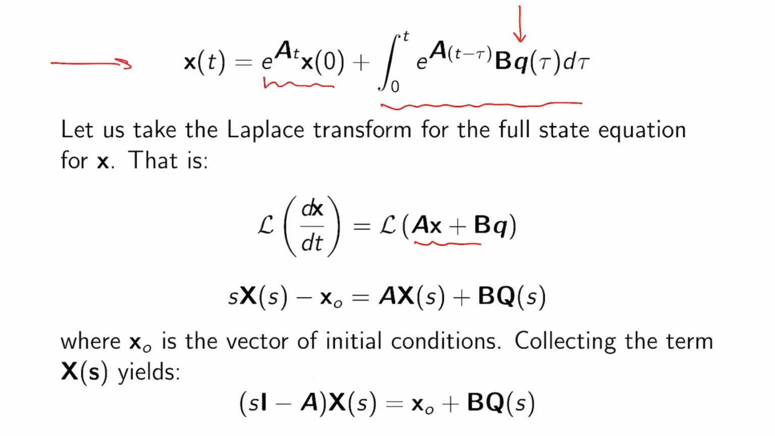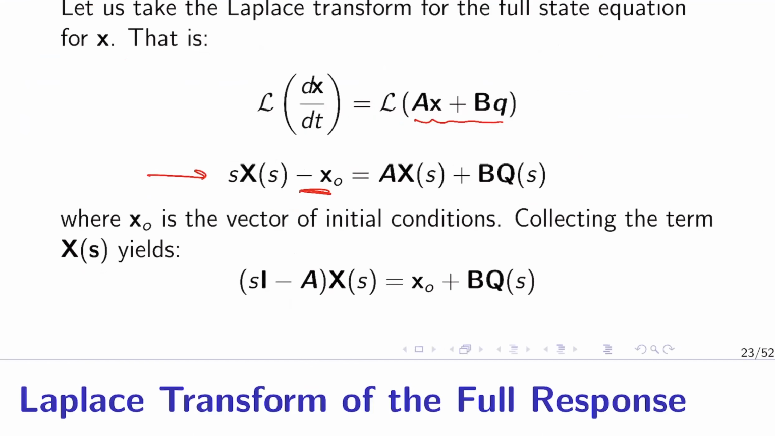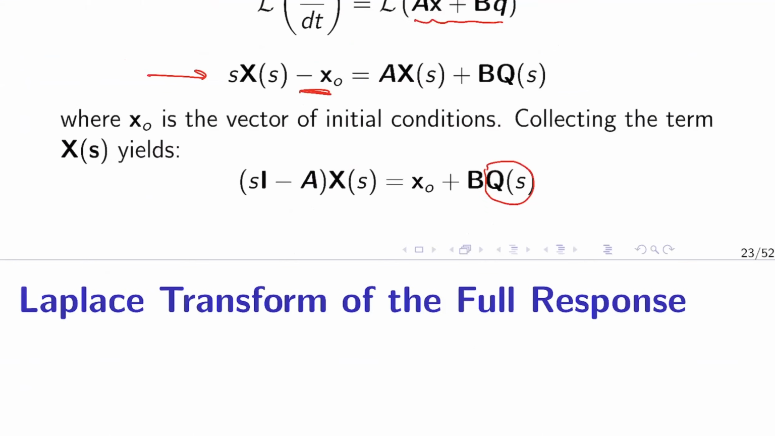So this is the full state equation, right? Remember, that's the linear time invariant system. I'm going to take the Laplace transform on both sides. I get this. Okay, this is the full system now, so I have to include x of 0 as well. Collecting terms, I just get this. So the input is turned into Q of S. Just be aware of that.